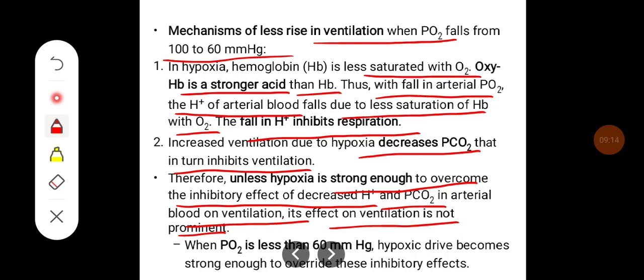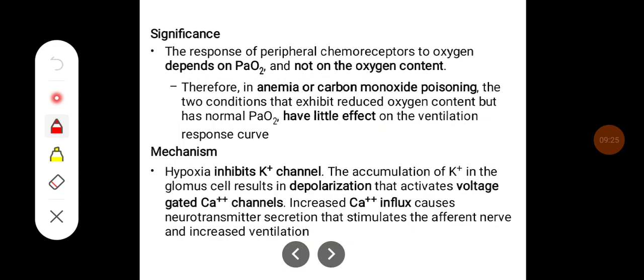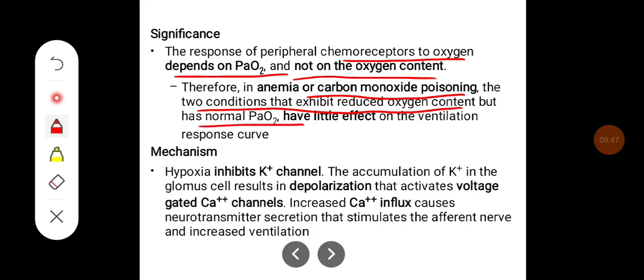When PO2 is less than 60 mm Hg, the hypoxic drive becomes strong enough to override the inhibitory effects. Its significance: the response of peripheral chemoreceptors to oxygen depends on the partial pressure of oxygen, that is alveolar, and not the oxygen content. Therefore, in anemia or carbon monoxide poisoning, two conditions that exhibit reduced oxygen content but a normal PaO2, there is little effect on the ventilation response curve.